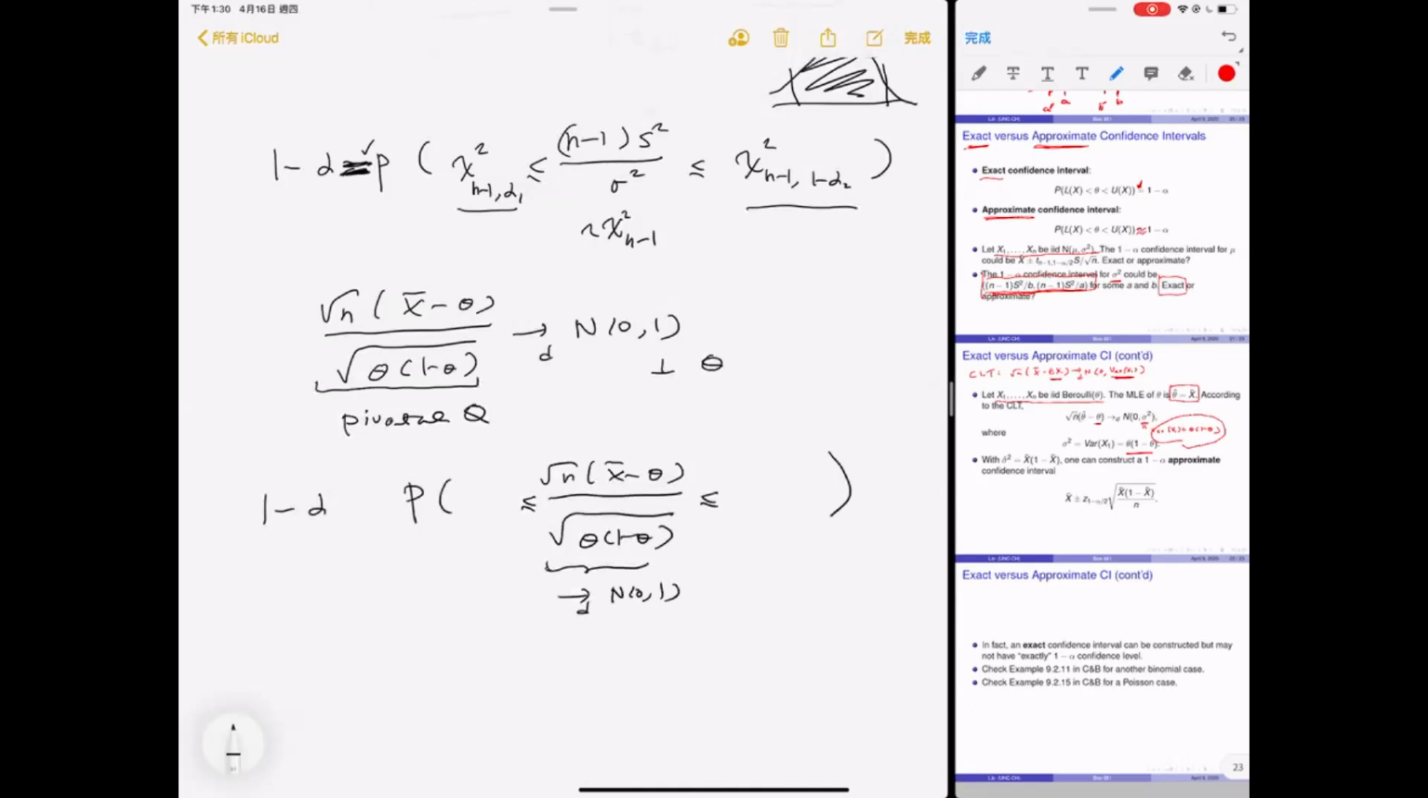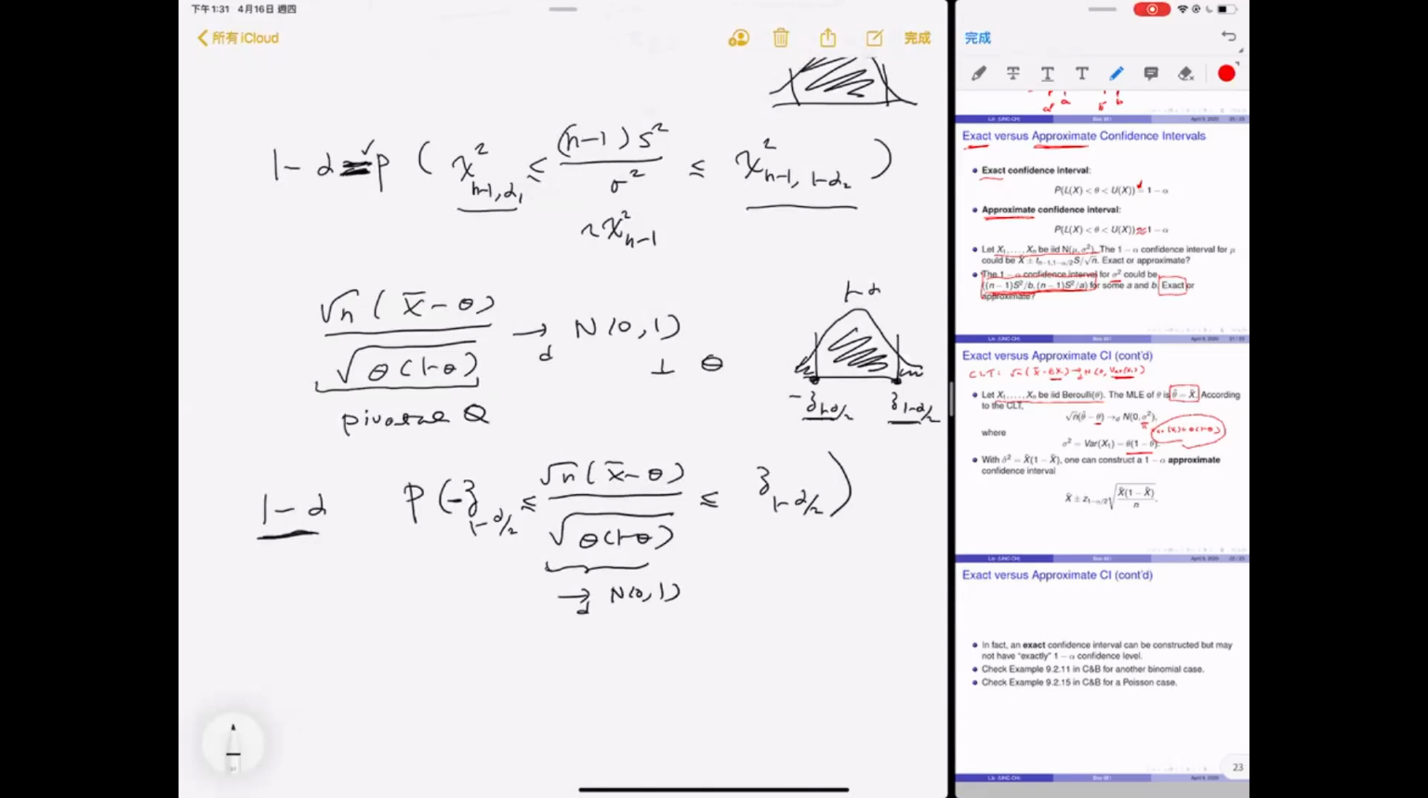That means as long as n is large, I can definitely treat the probability inside this guy right here, 1 minus alpha, I can definitely use these quantiles up to alpha over 2. Okay, so let me put more consistent notation. I want 1 minus alpha in the middle: minus z_{1 minus alpha over 2}, then z_{1 minus alpha over 2}. It's right, quantile to quantile becomes 1 minus alpha.